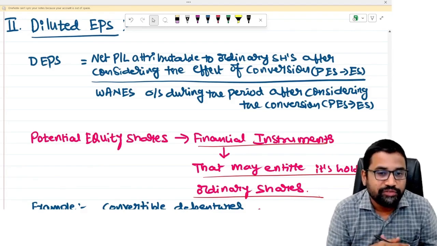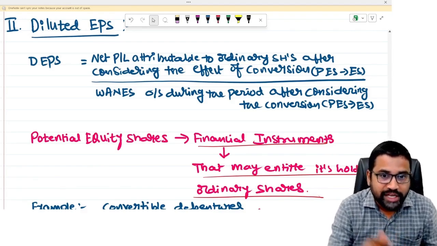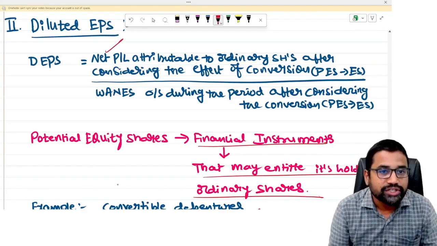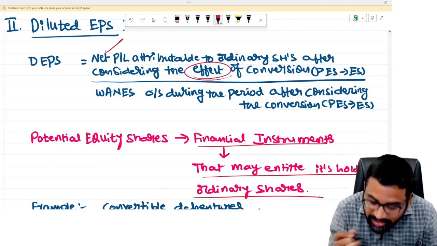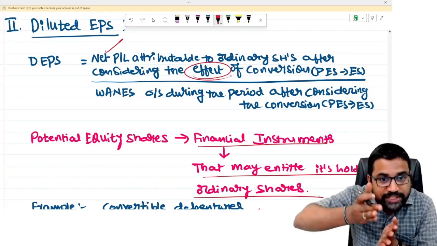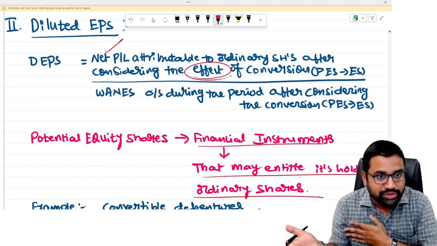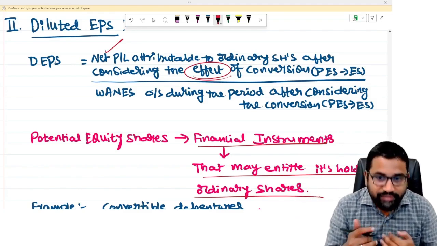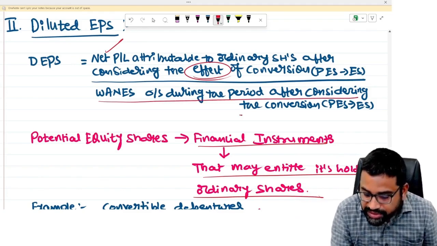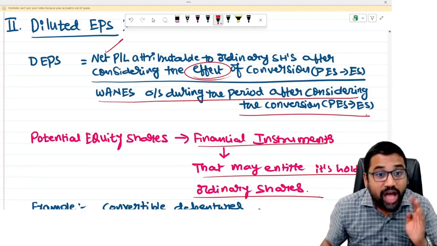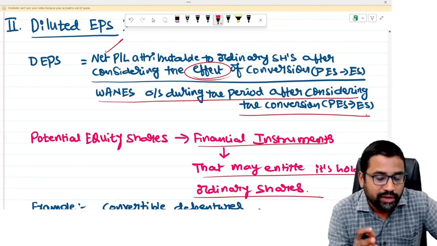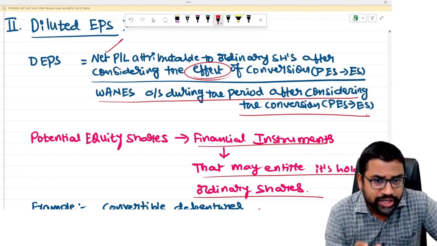And what is the formula for diluted EPS, sir? Diluted EPS is equal to net profit or loss attributable to the ordinary shareholders after considering the effect of conversion. Suppose if these potential equity shares are converted into equity shares, what will be the net profit or loss attributable to equity shareholders? Divided by weighted average number of shares outstanding during the period after considering the conversion. So basic EPS formula: net profit or loss attributable to ordinary equity shareholders divided by weighted average number of equity shares outstanding during the period.